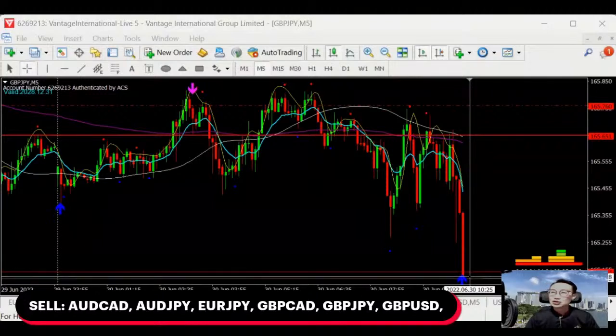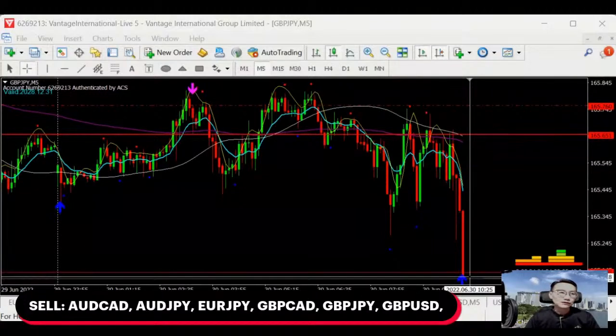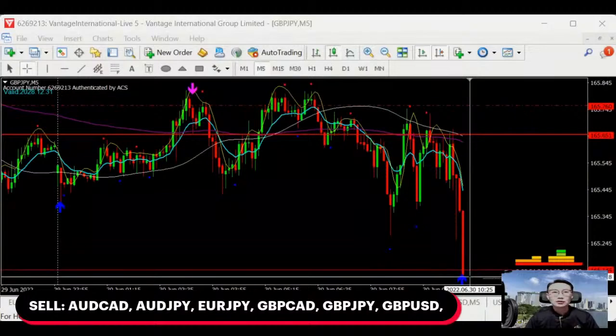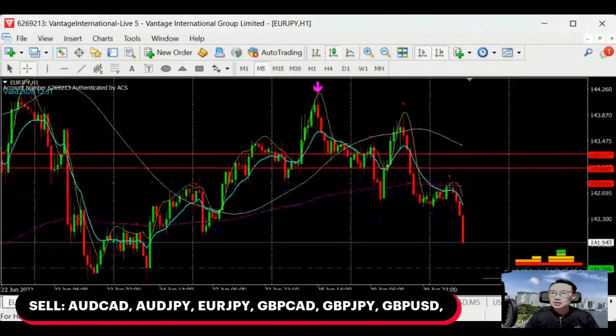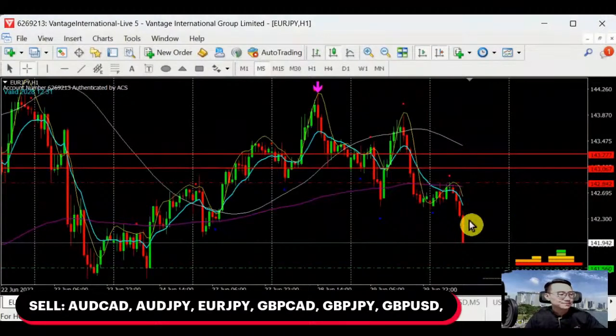GJ today is the focus of the day for me, and also Euro Yen, another one. Euro Yen. Oh, bad miss. Okay. Good.